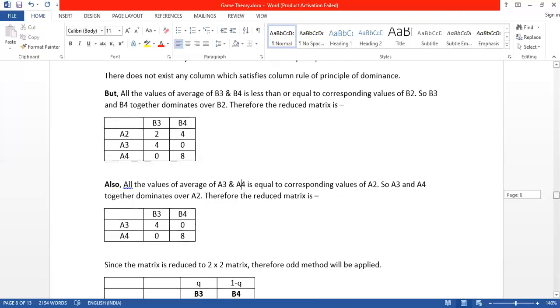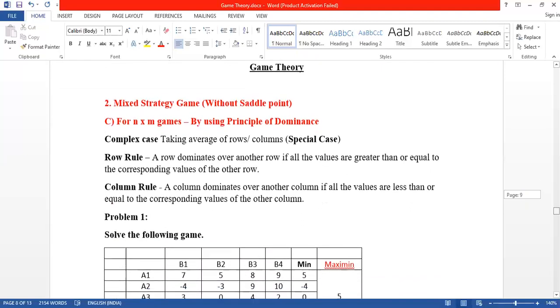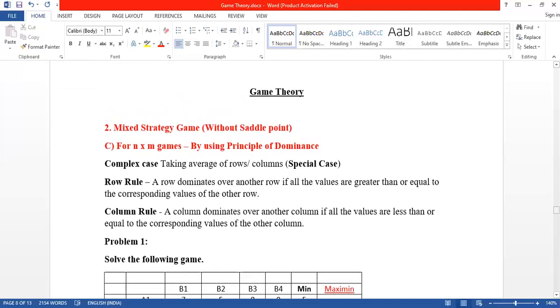In the same context, we'll try to see another problem. It is again a special case, right? That means we will not be finding an exclusive row or column which dominates over another row or column. So we need to look for the average here also, right? But the treatment will be a little different in this case. Let us try to see.